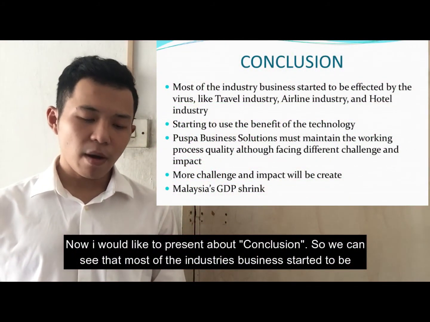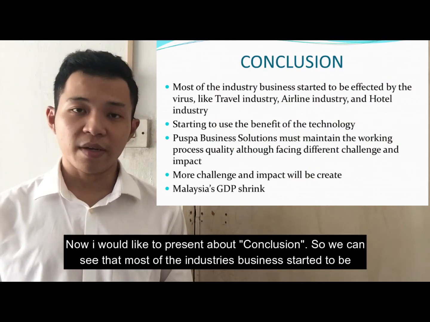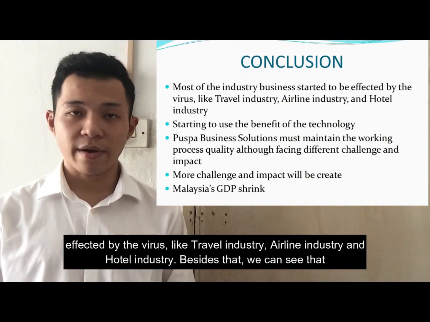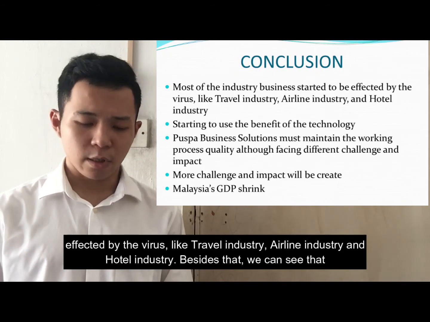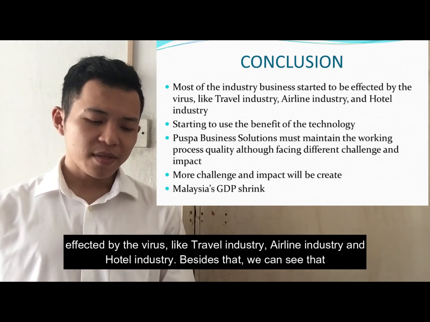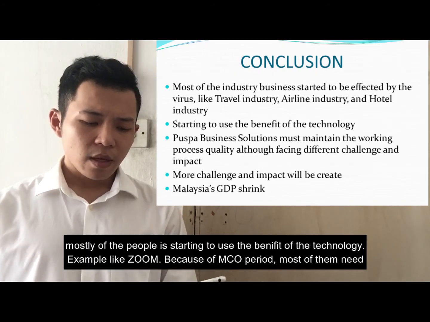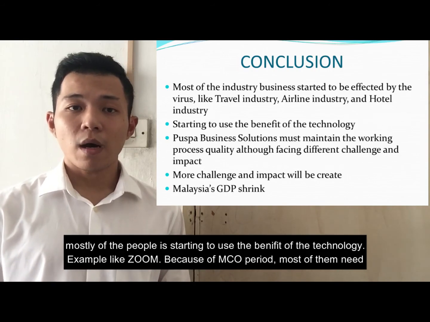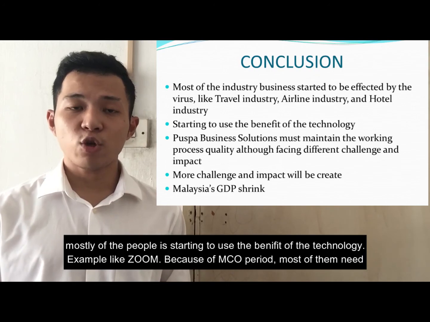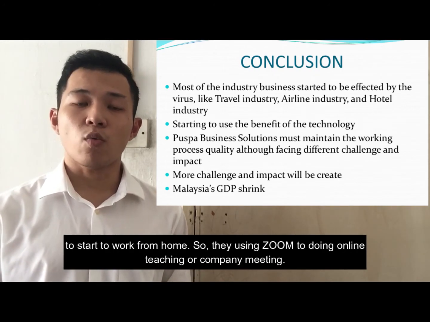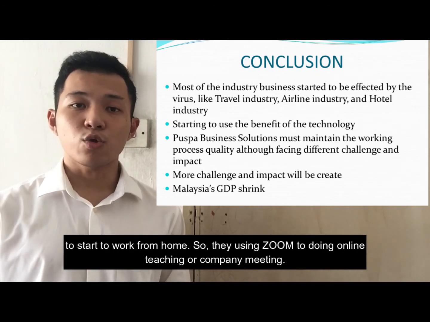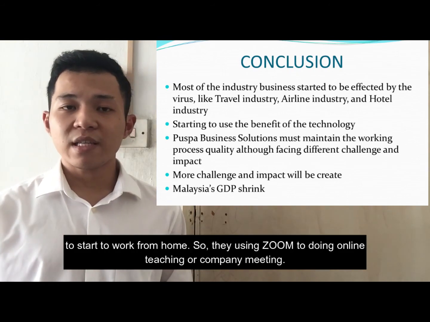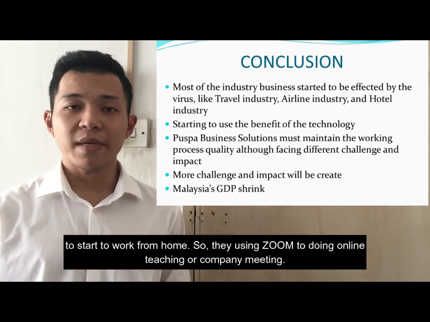Now I would like to present about conclusion. So we can see that most of the industry business started to be affected by the virus, like travel industry, airline industry, and hotel industry. Besides that, we can see that mostly of the people is starting to use the benefit of the technology, example like Zoom. Because of MCO period, most of them need to start to work from home, so they're using Zoom to doing online teaching or a company meeting.